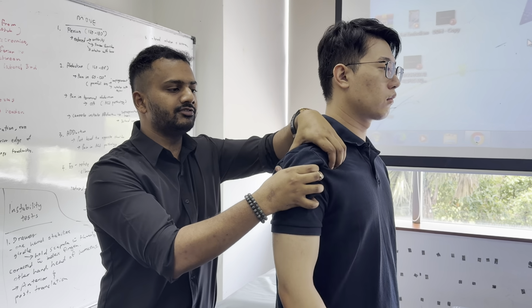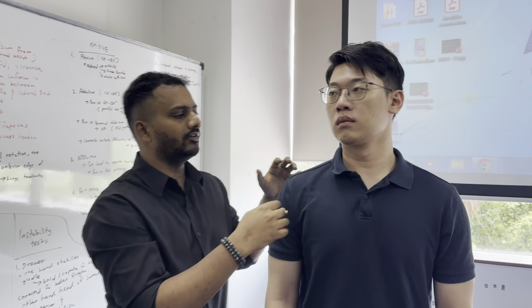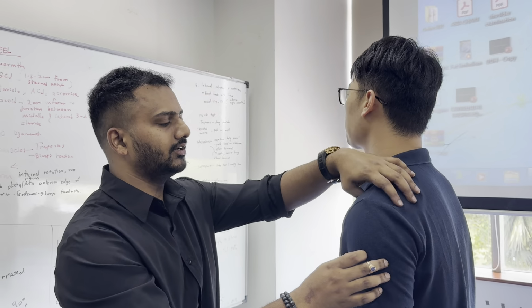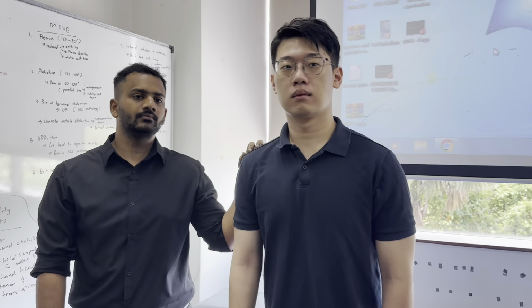If there's any excessive translation, you know it is. And you compare both sides. If there's excessive translation on one side, then you know that actual instability is there. Okay, then?